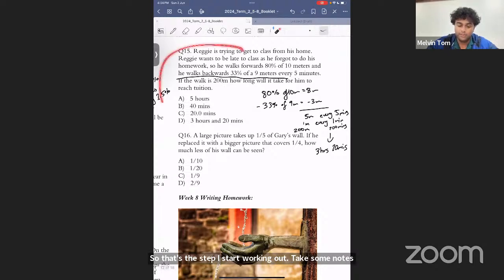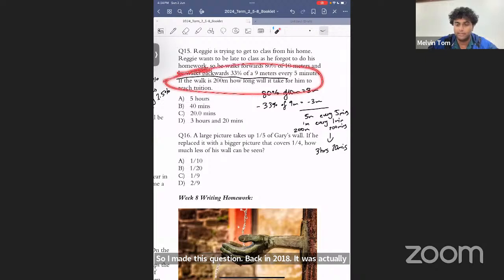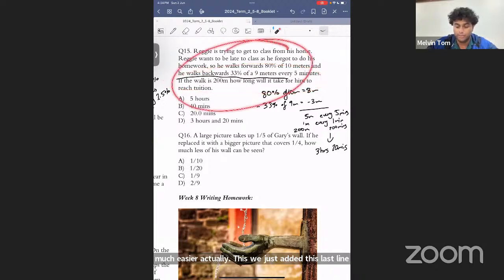Fun fact, this was the first question that we made in Loyola back in 2018. So I made this question back in 2018. It was actually much easier, actually. We just added this last line, I think about 2 years ago, but this was an OG question.